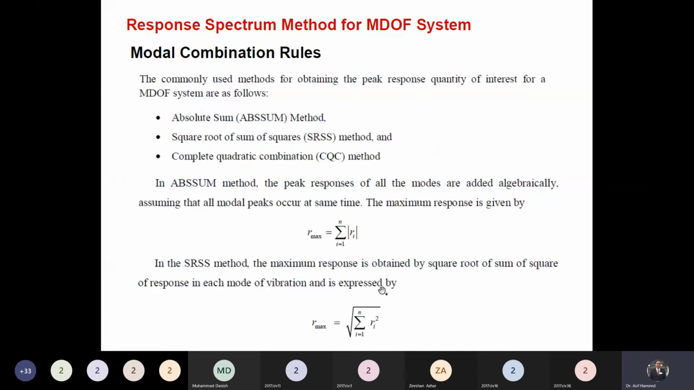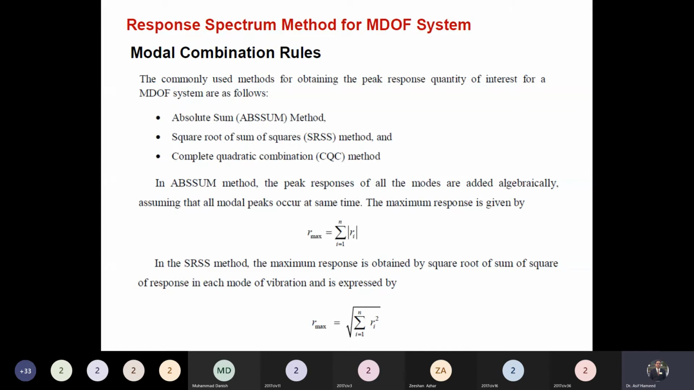Okay, we will discuss only this slide and then we will conclude today's lecture. We have three methods: absolute sum method, square root of sum of squares method, and complete quadratic combination method to combine the responses in the different modes. What is the first method? Absolute sum method. Simply, we can add the absolute values.